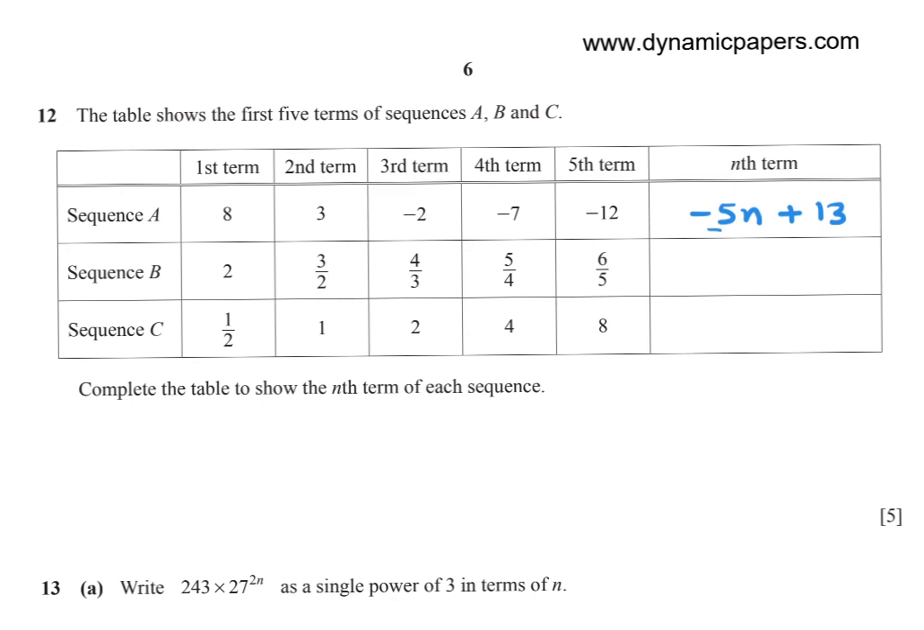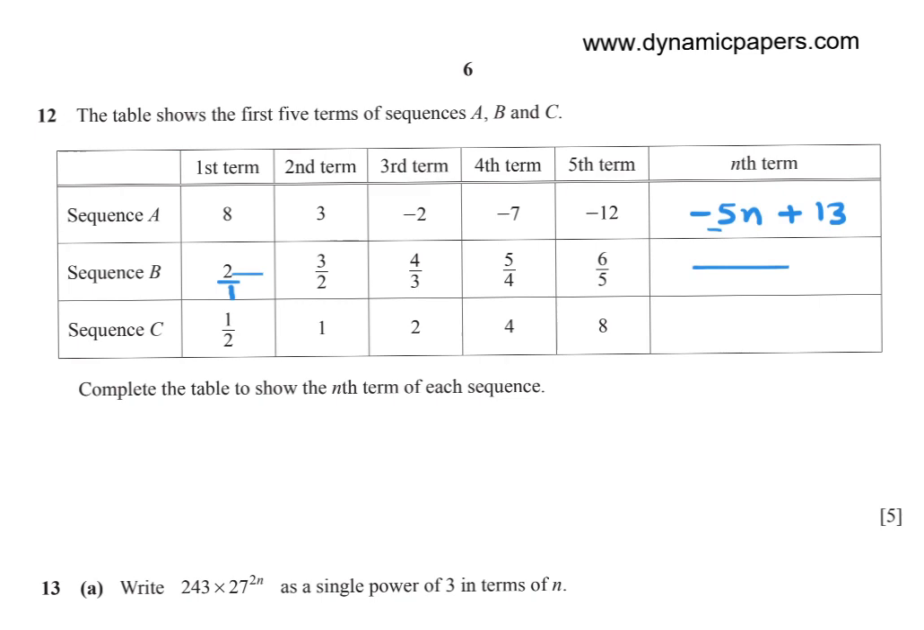Sequence B: 2, 3 over 2, 4 over 3, 5 over 4, 6 over 5. We can write 2 as 2 over 1. So what is the rule? Look at the numerator: 2, 3, 4, 5, 6. Each time add 1. For the denominator: 1, 2, 3, 4, 5. We add 1.